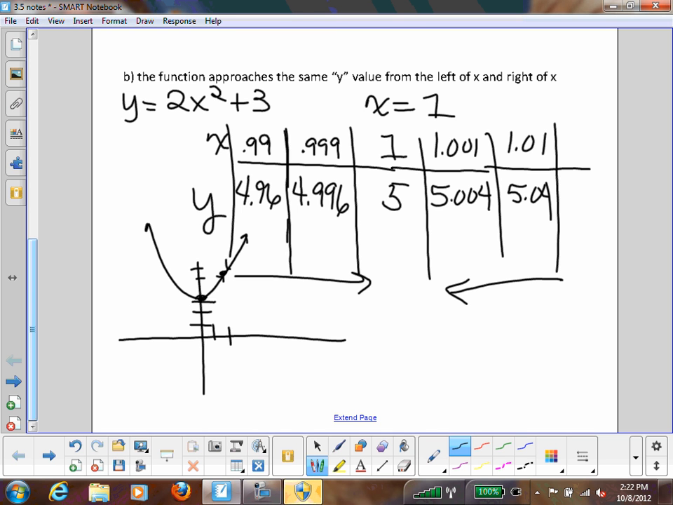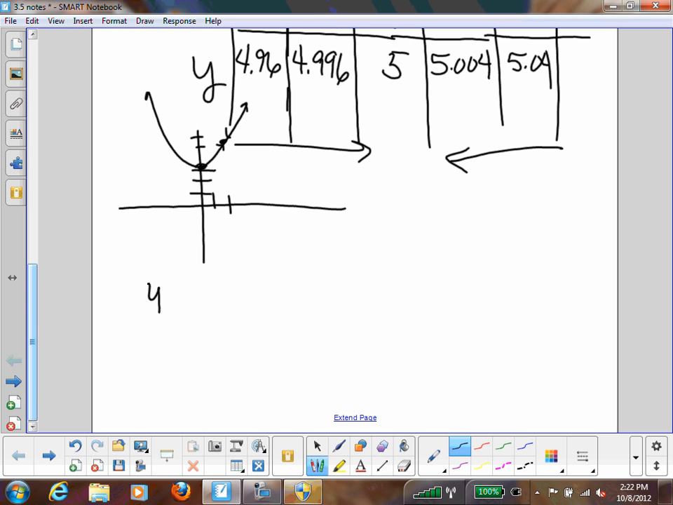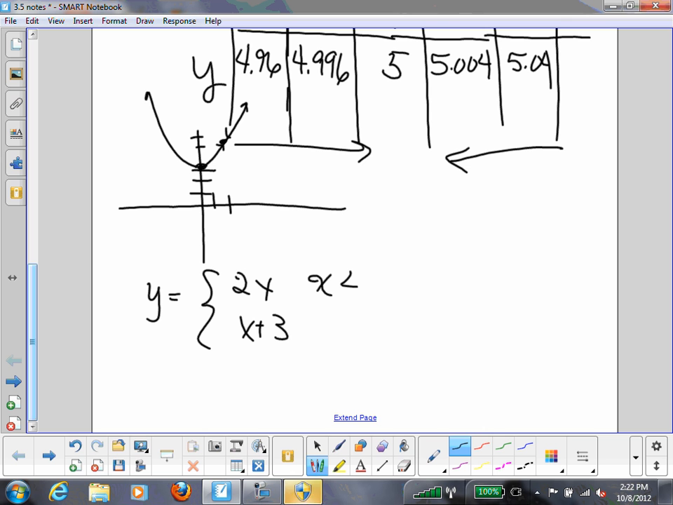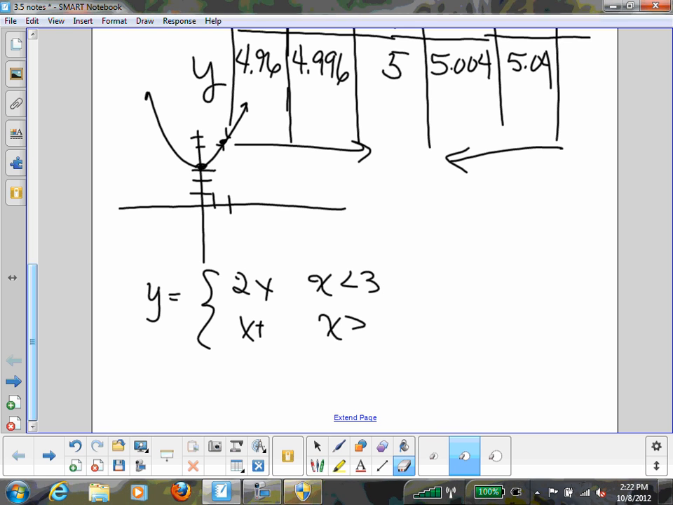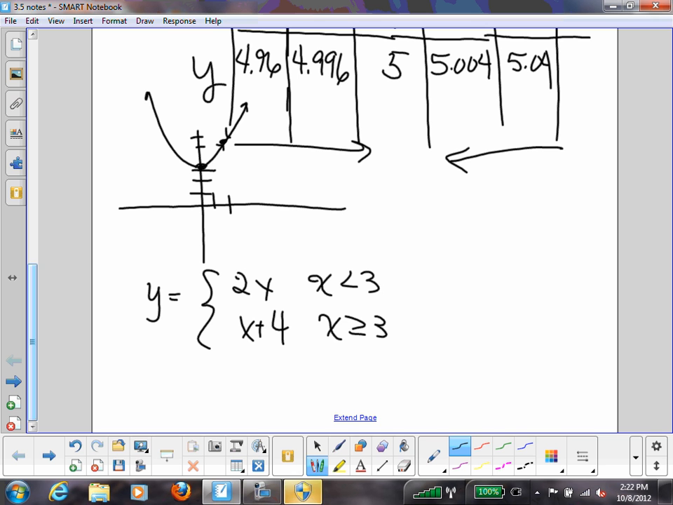An example of when it wouldn't work would be if I gave you the functions 2x and x plus 3, and here when x is less than 3, and here when x is greater than, ooh, that works. We'll make this 4. Greater than or equal to 3. We know we can use 3, correct? Because 3 doesn't give us an undefined value either here or here. Does that make sense?